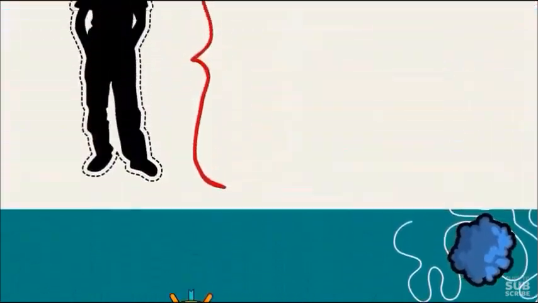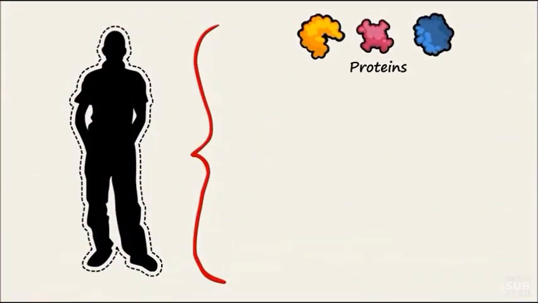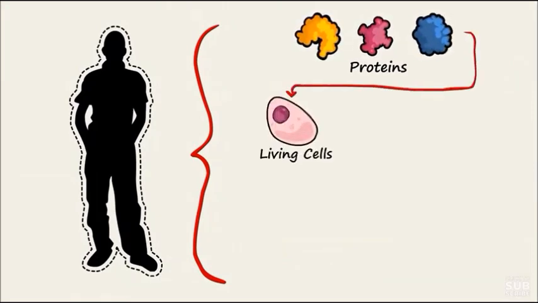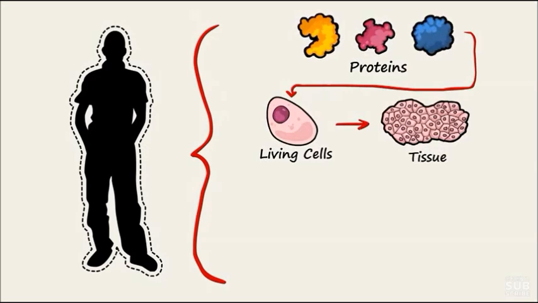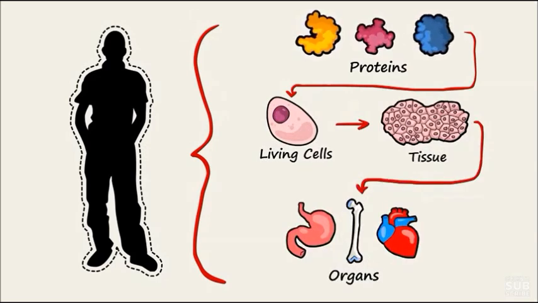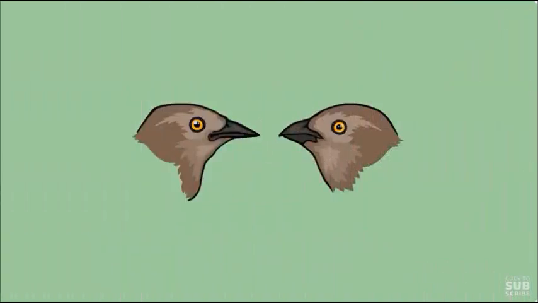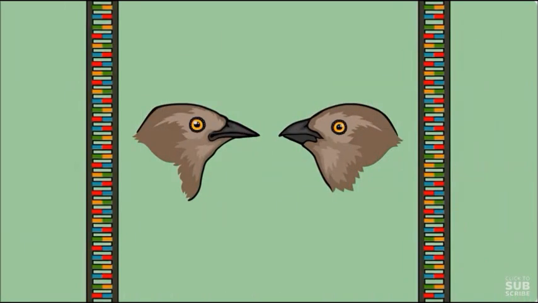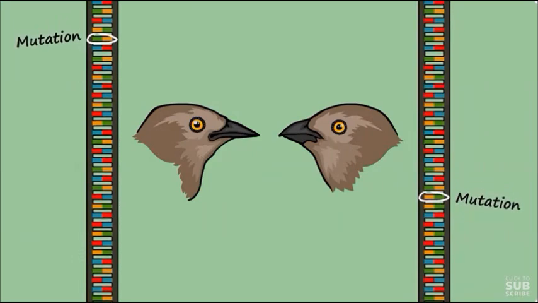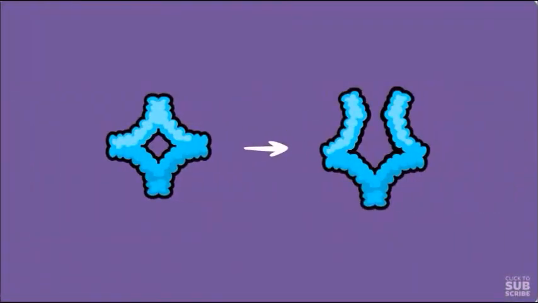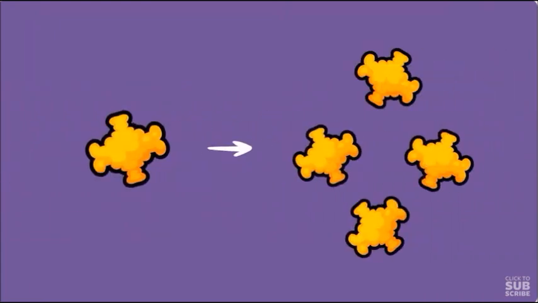In multicelled creatures like ourselves, proteins, which are coded for by genes, interact with other proteins and molecules to make up living cells. Cells make up tissues, tissues make up organs, and organs ultimately make up entire living creatures. Individuals have different traits, in this case differences in beak shape, largely because of differences or mutations in their genetic code. These differences can either cause changes in a specific protein shape, and therefore its function, or mutations can change when or how much of a particular protein will be produced.